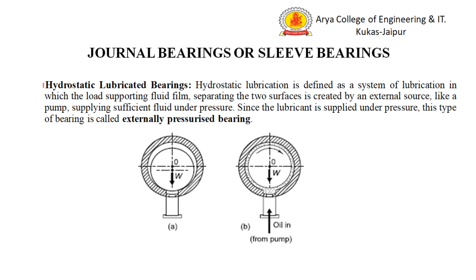Now, the second type of thick film lubricated bearing is the hydrostatic bearing. In a hydrostatic bearing, the pressure is developed by an external source like a pump. As shown in the figure, the journal is pushed up by a pressurized lubricant supplied by an external source like a pump. This type of bearing is also known as an externally pressurized bearing.